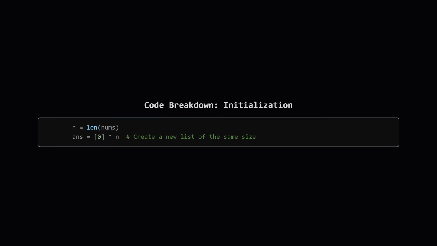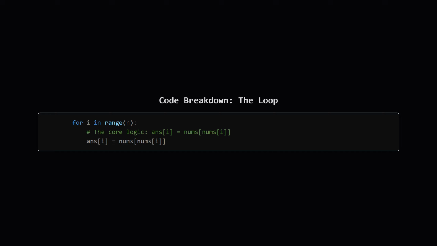So looking at the code, the first couple of lines are for setup. This line, n = len(nums), just gets the length of our input list nums and stores it in a variable n. So if nums has 6 items, n will be 6. Then, ans = [0] * n creates our new list, called ans. It makes sure ans has the same number of spots as nums, and it fills them all with zeros to start. Nice and tidy. Next up is the main part, the loop. This for i in range(n) part means we're going to visit every spot in our list, one by one.